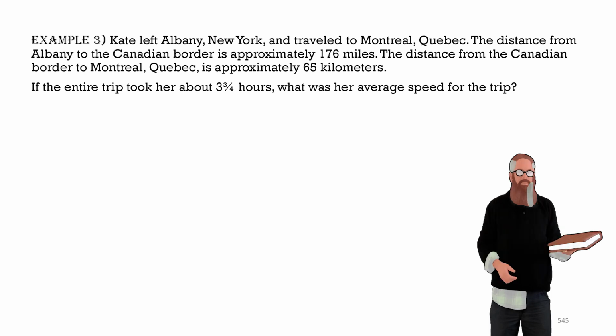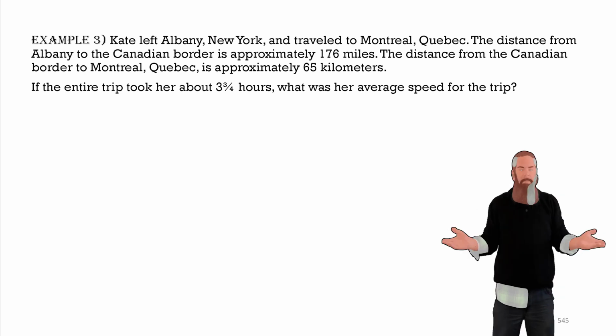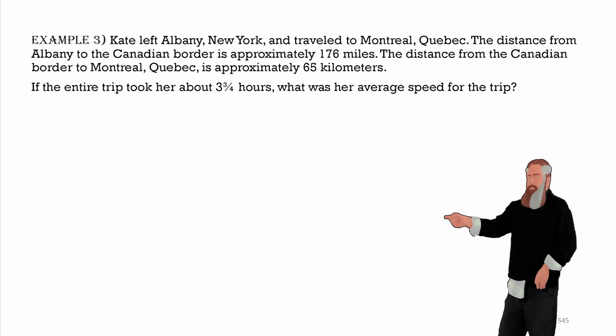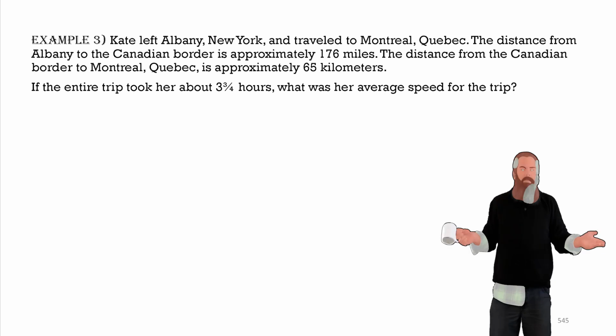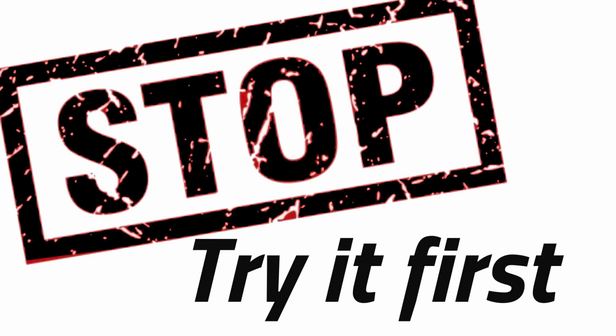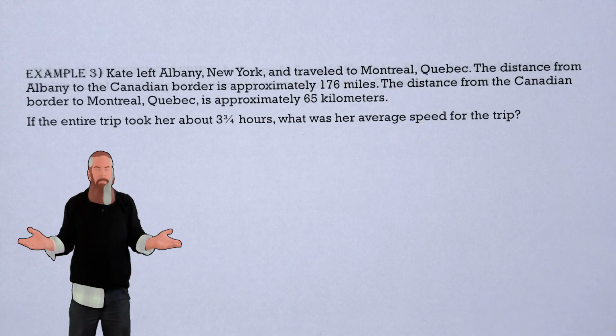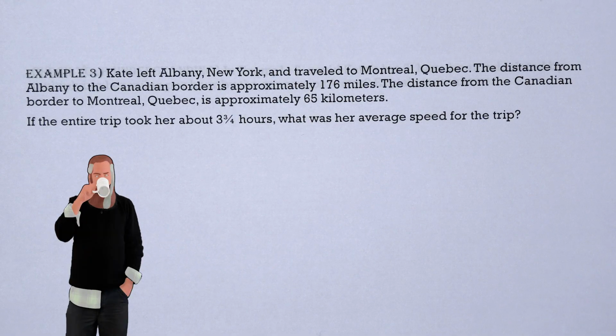The distance from Albany to the Canadian border is approximately 176 miles. The distance from the Canadian border to Montreal, Quebec is approximately 65 kilometers. If the entire trip took 3.75 hours, what is the average speed of the trip? Kate's average speed can be reported in miles per hour or kilometers per hour.